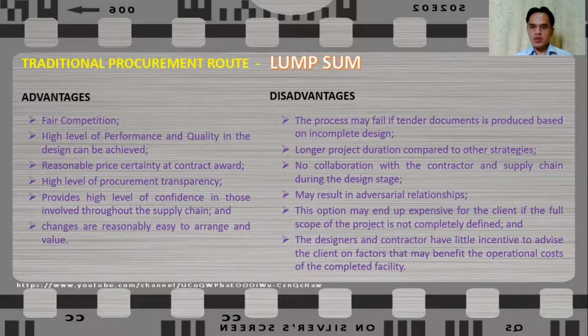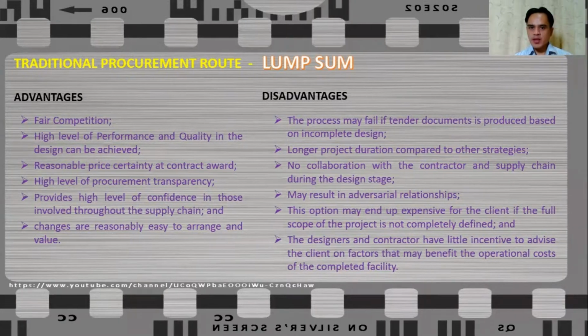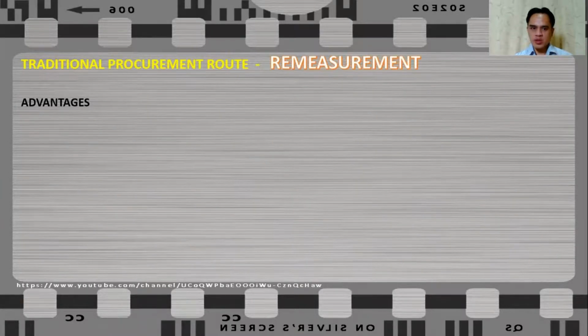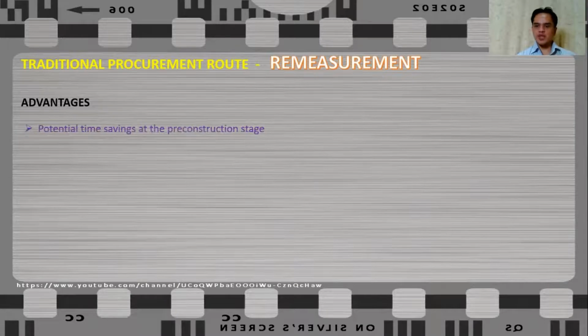Now that we know the characteristics of traditional procurement route lump sum type, let's take a look at the traditional procurement route remeasurement type. The advantages of these options are potential for time savings at the pre-construction stage, with the later aspects of design still ongoing as the works progress on site.